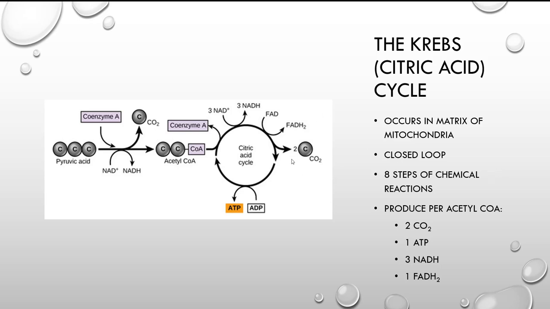All right. And then in this process, we also produce some ATP. Okay, so for each of the acetyl-CoAs that entered, we produce 2 carbon dioxides, 1 ATP, 3 NADH, and 1 FADH2. These again being the electron carriers.